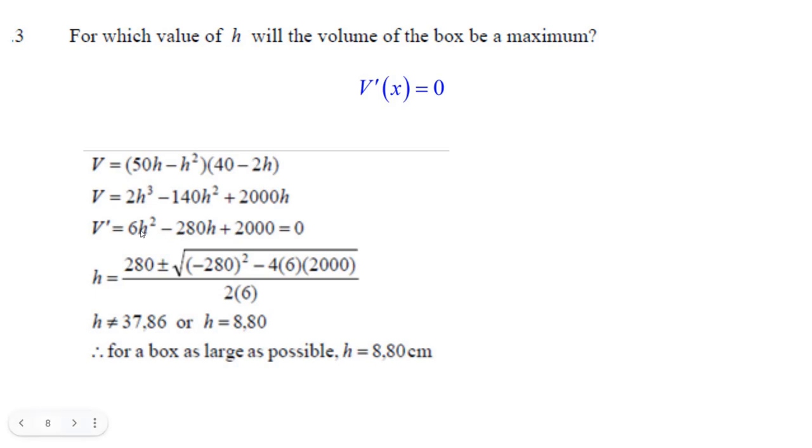Now the problem with this is that these numbers are so nasty. Maybe you could reduce it a bit and put easier numbers into your calculator. But if you put these numbers in right away, you'll get 2 answers. It can't be this answer because it's not possible for the box. So the answer must be 8.8 centimeters. And there you go.